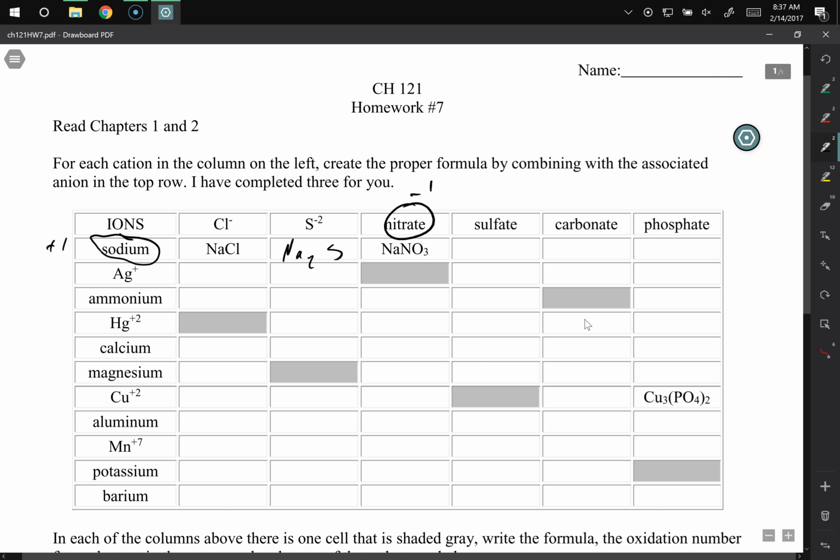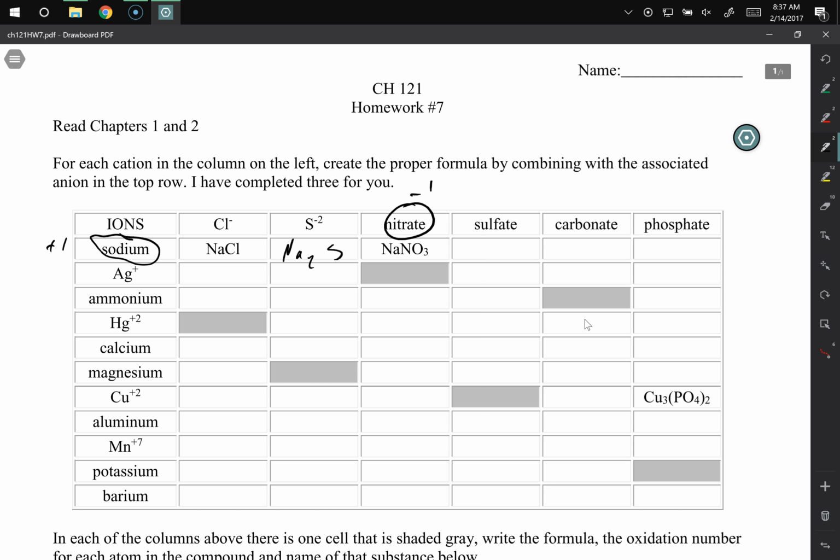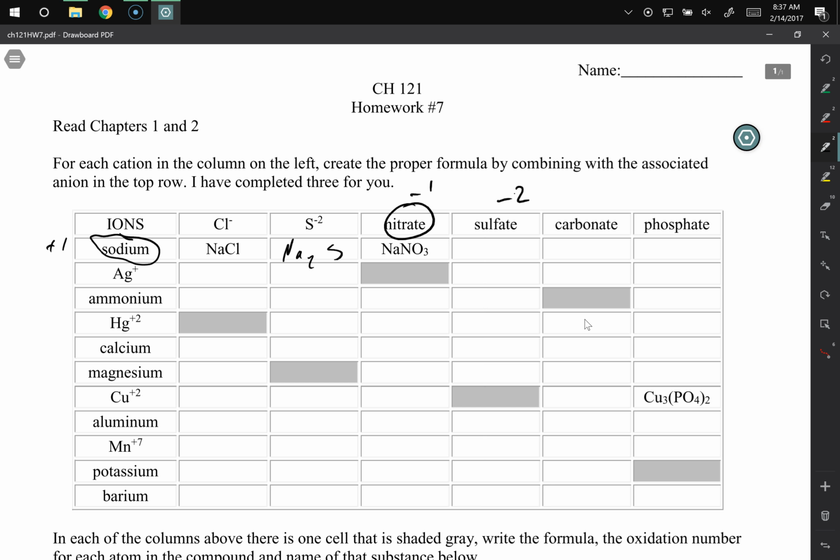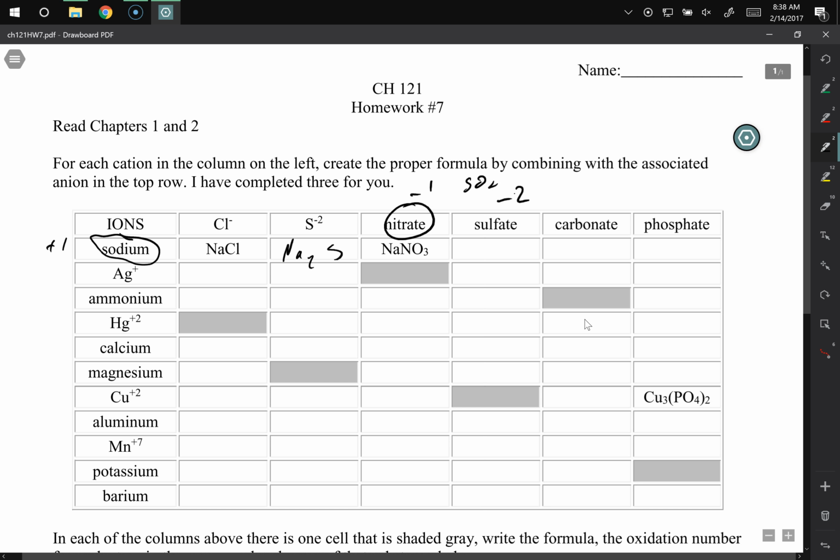Okay, so the next one. Your list of memorized polyatomic ions, what's your sulfate charge? It's just minus two. So I have a minus two for a sulfate, and the sodium that I'm going to combine with it is a plus one, so tell me what my ratio is. I'm going to need two of these sodiums for every single one of these sulfates. And the sulfates are what? SO4 with a minus two charge. Okay, so I'm going to need Na2 and then SO4.